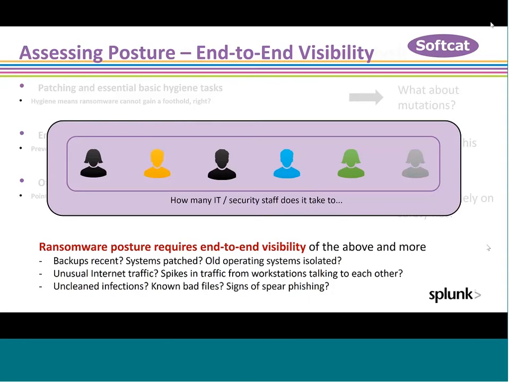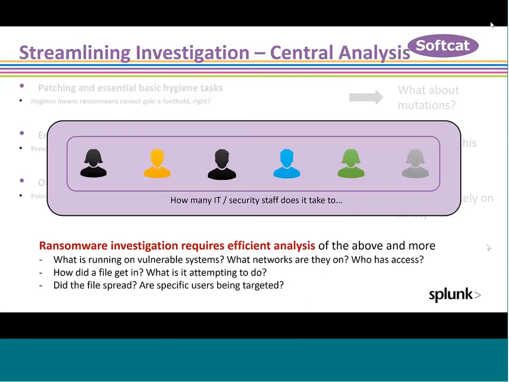The next pillar, central analysis. So actually, I think I've got an issue. The first one is understanding how well I would defend against an issue. The second one is I think I've got a problem, but I need to validate it. So, what executables or hashes are running on vulnerable systems? What networks are they on? Who's got access to those? How did a file get in?